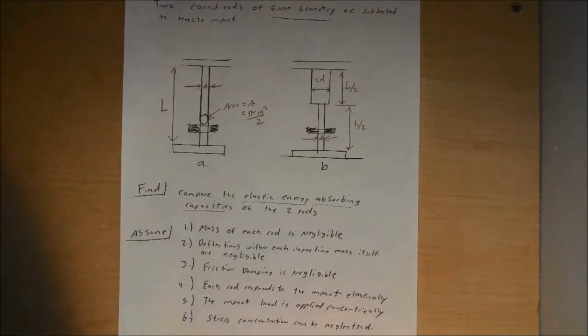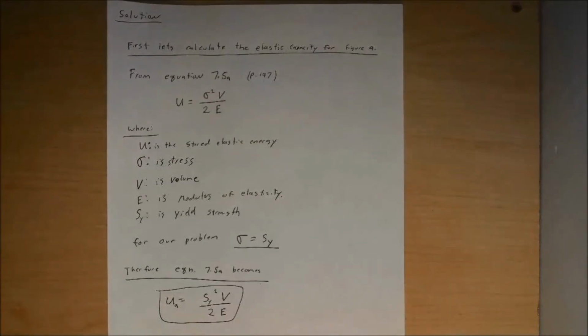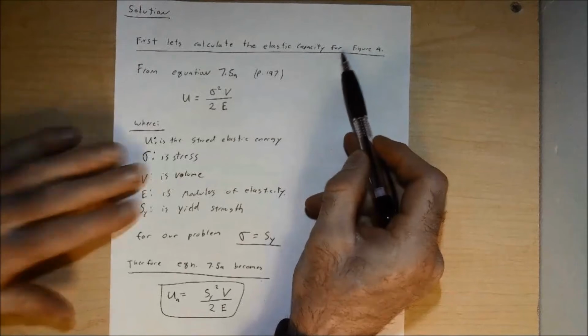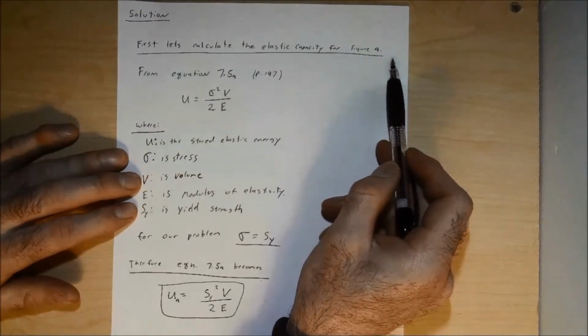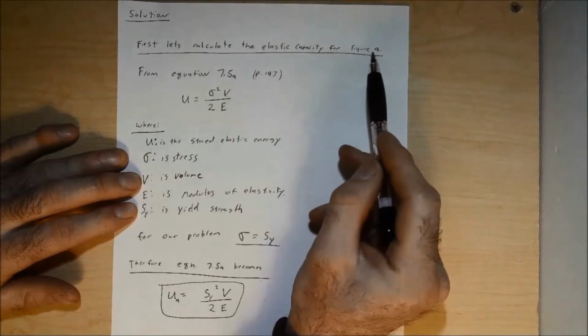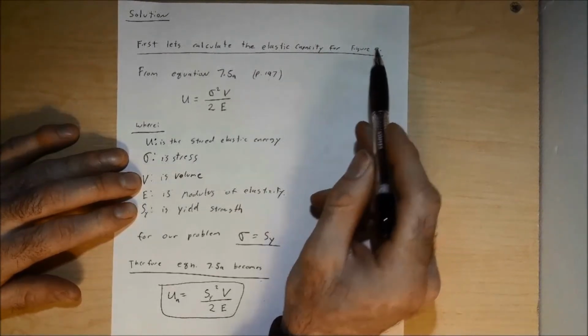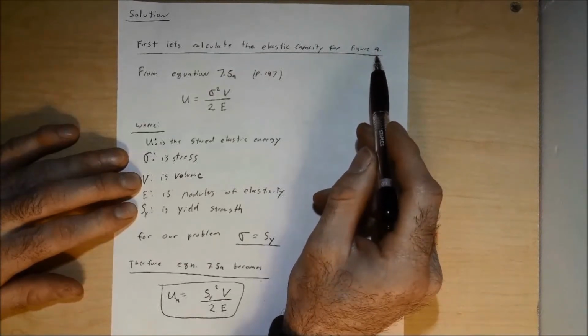So the next step will be to go through and start our solution and find our key governing equations. Now we're going to take a look at our solution. The first thing we want to do when we're solving this is to calculate the elastic capacity for A. We need to do this for both rod A and rod B for this problem, but let's solve for each of these separately, one at a time, starting with rod A. We recall that part A is going to have a uniform diameter the entire way.